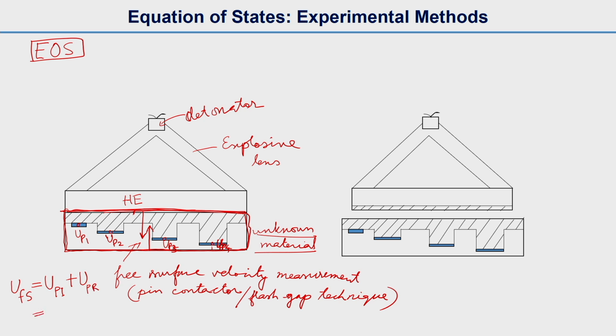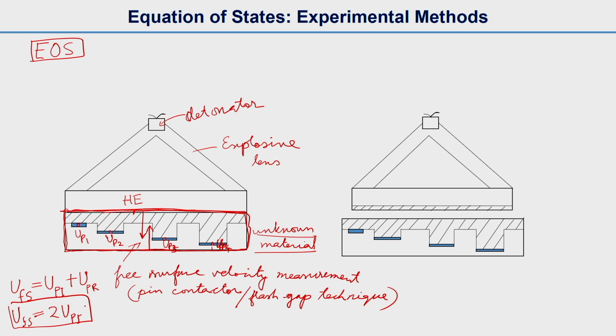So, then the reflected particle velocity will be, as we discussed earlier, equal to the incident one. So this will look like this. What we can do is write it here. Basically, U_fs, the free surface velocity, will be twice the particle velocity, the incident velocity that will be reflected back from the free surface.